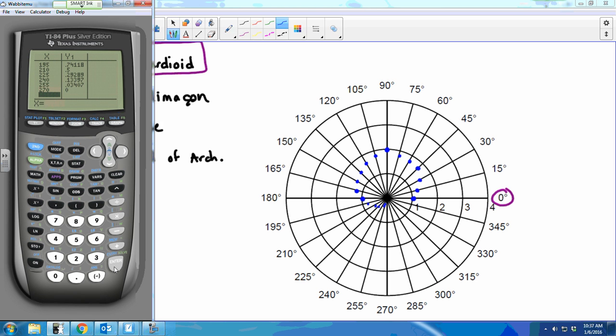And at 270 we get 0, so that should be the pole. And then I guarantee when I go to 285, I'm going to go back and find another point of symmetry. So 0.03 is what we had before. So I know this is going to come back out. So there's my cardioid.